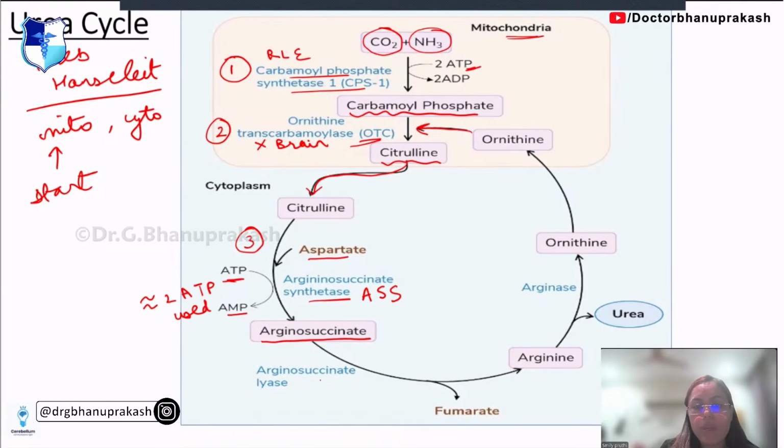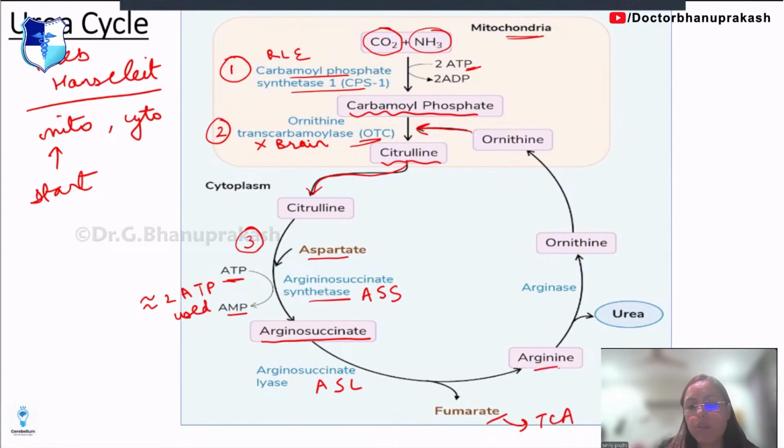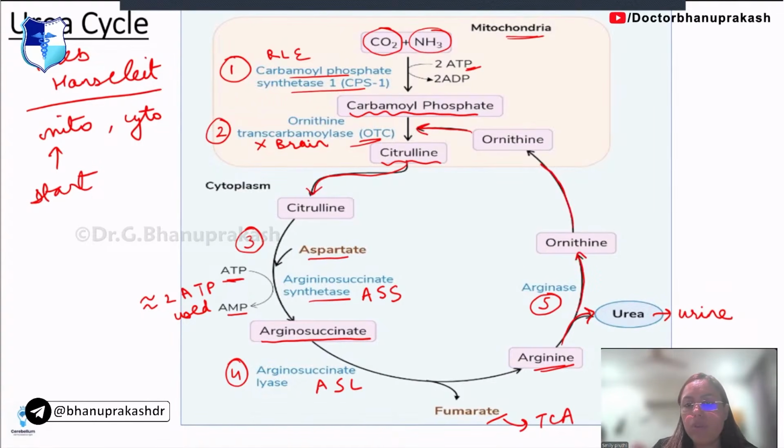Then the fourth step, argininosuccinate lyase. Lyase means it breaks down this big compound. Fumarate is released, which goes to the TCA cycle. On the other hand, we get arginine, which will continue the urea cycle. So the fourth enzyme is argininosuccinate lyase, and the last and fifth enzyme is arginase. Arginine is broken down into urea, which is excreted via urine. On the other hand, ornithine continues the cycle.